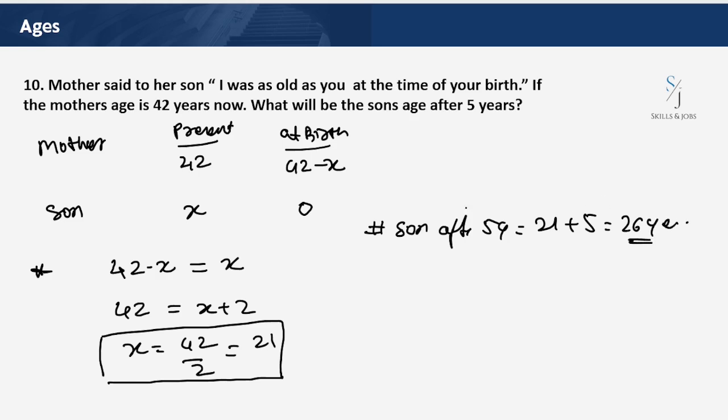Okay. Most of the time we find the value of X and we leave the question there. We need to read properly what exactly is asked, and we need to answer that question. So we write the solution for the required question. Here, what is the requirement? The son's age after 5 years.